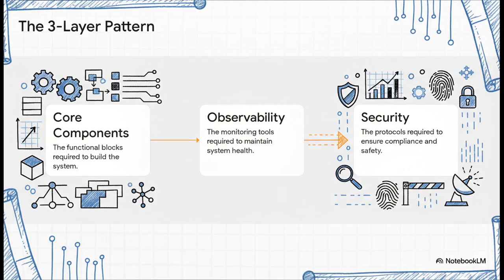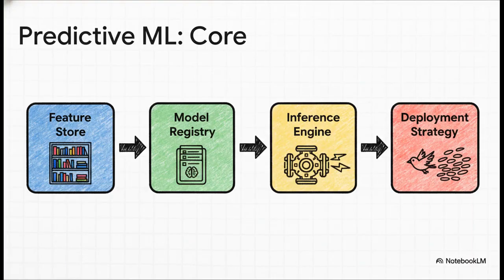What are the core parts that make it work? How do you keep an eye on it to make sure it's healthy? And of course, how do you lock it down and make it secure? This framework is really the key to thinking about production-ready AI. So, for our specialized calculator, what are those core components?